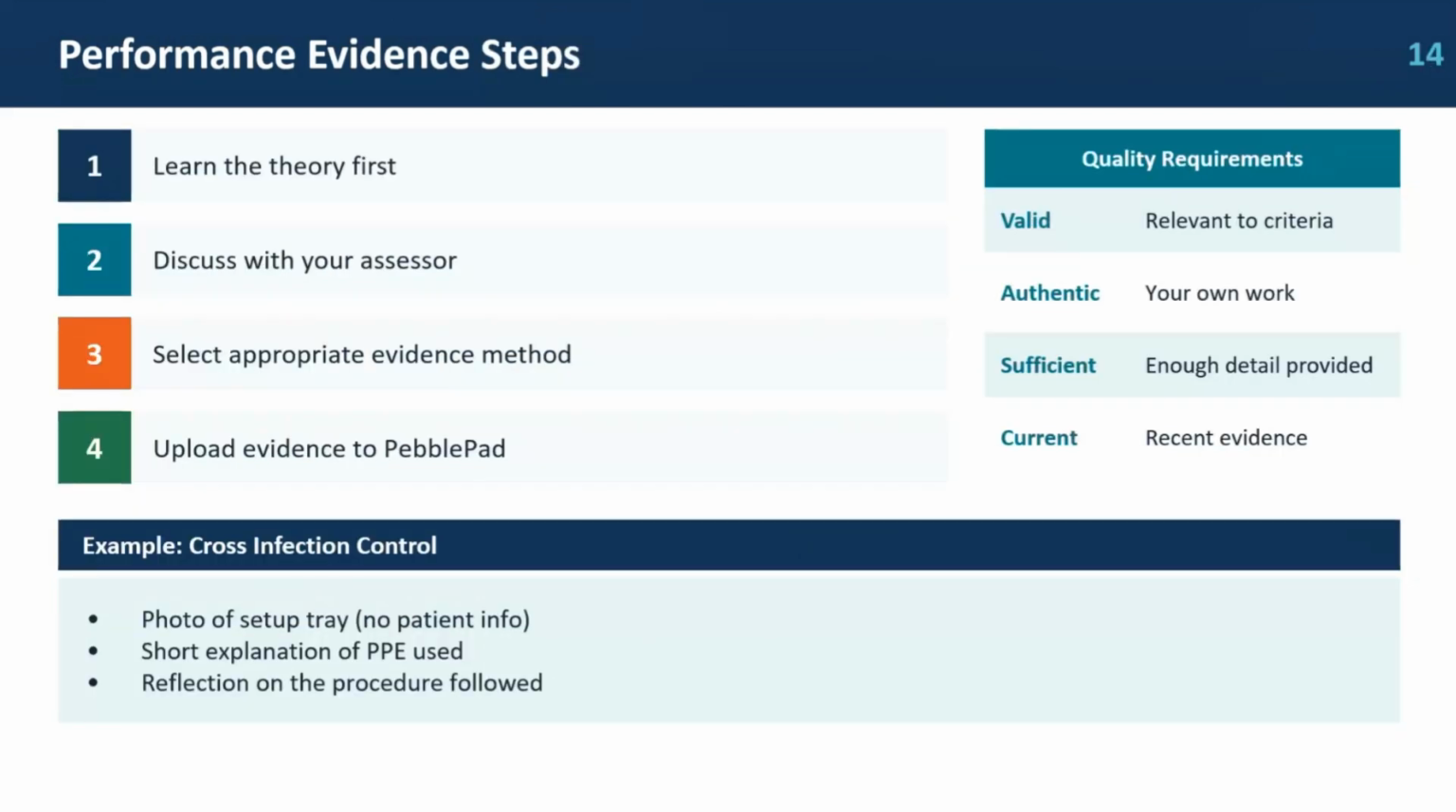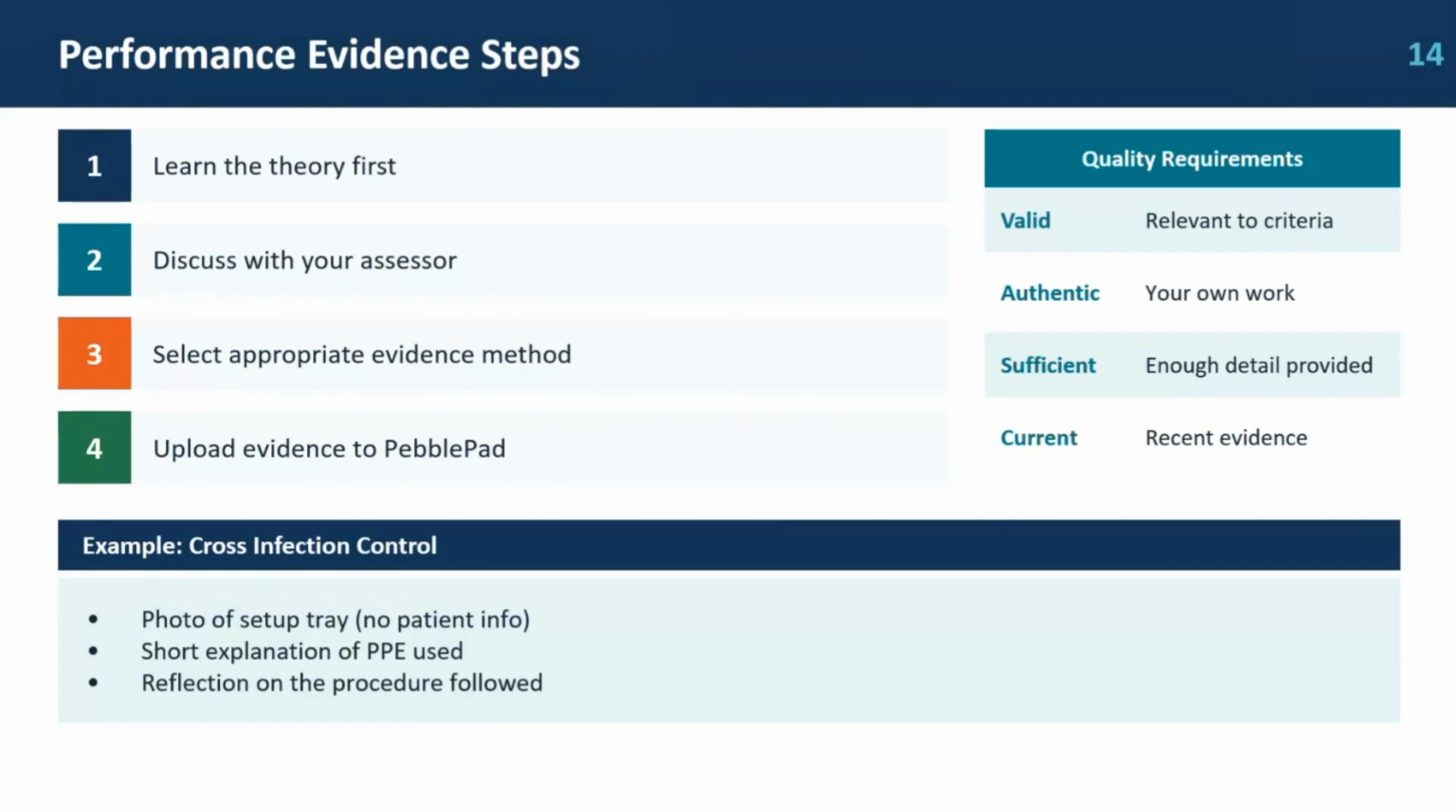Next, about the performance evidence steps. To complete performance evidence properly, you should follow these steps, right? First, learn the theory, understand what you are doing, and then choose how you will show your work. You need to discuss this with your assessor. We will guide you how you can collect your evidence, and then you will finalize how you will show your work, like in a photo, report, or observation. And finally, you will upload everything in the PebblePad.